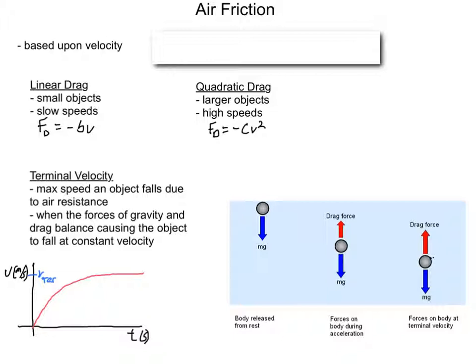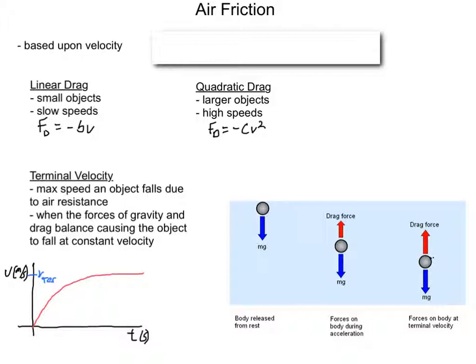Whenever we talk about linear drag, we're going to talk about small objects, slow speeds, force of drag, negative bv. And then whenever we get to quadratic drag, aka a little bit larger objects, higher speed, force of drag is going to equal negative cv squared. Now the question always comes up, how do I know which one it is? Well, I'm going to tell you which one it is, or the AP exam will tell you which one it is. Otherwise, you would have to approximate it, and we would need to find this out experimentally. We might do an experiment this year where you actually need to decide which model is better for an object that is falling. And we'll talk about that later on.